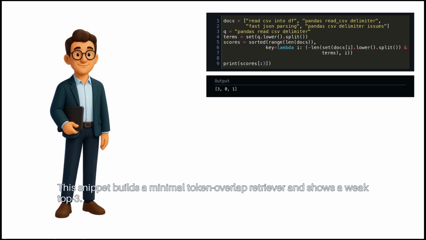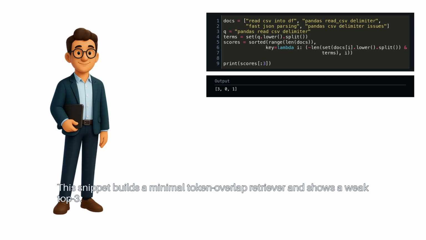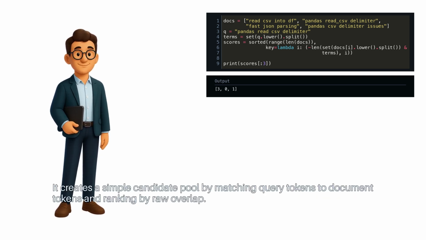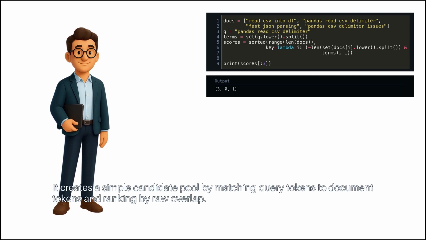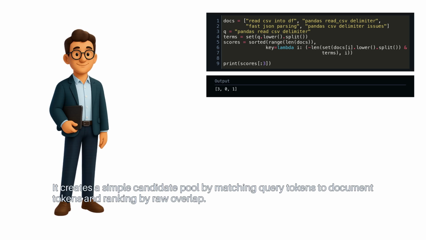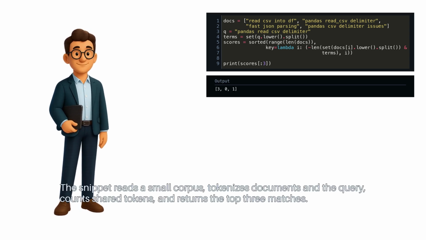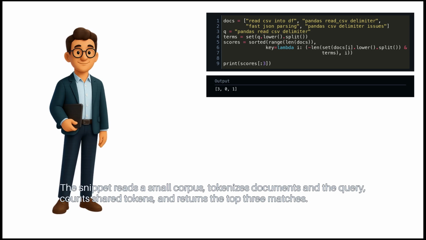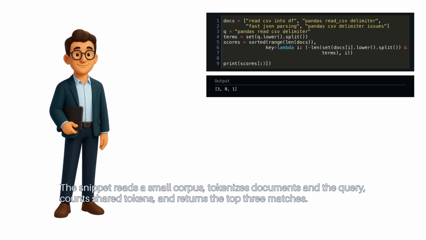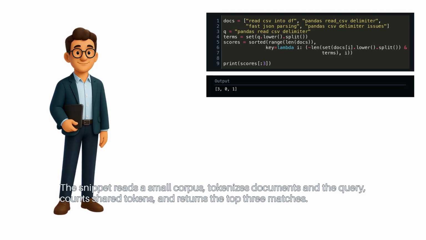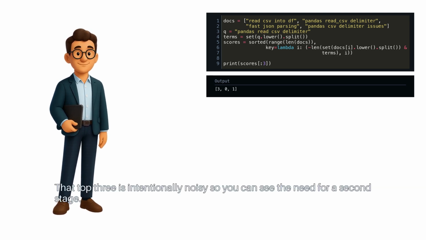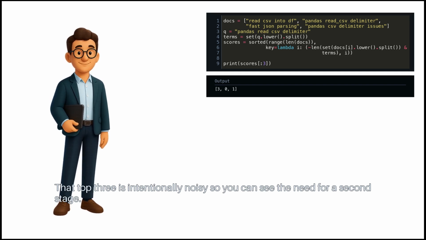This snippet builds a minimal token overlap retriever and shows a weak top 3. It creates a simple candidate pool by matching query tokens to document tokens and ranking by raw overlap. The key idea is cheap recall first. The snippet reads a small corpus, tokenizes documents and the query, counts shared tokens, and returns the top 3 matches. That top 3 is intentionally noisy, so you can see the need for a second stage.